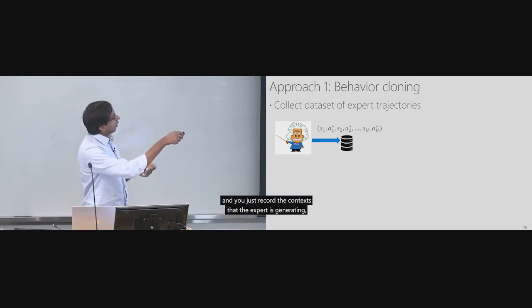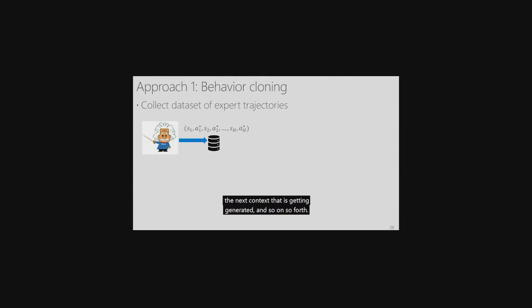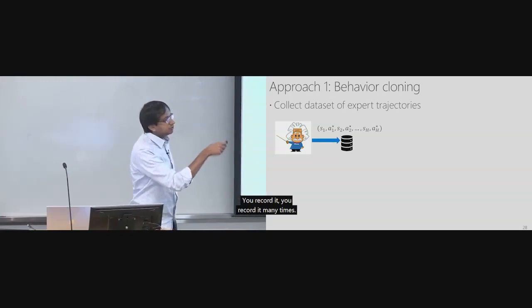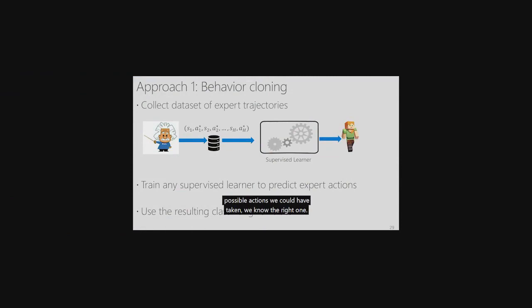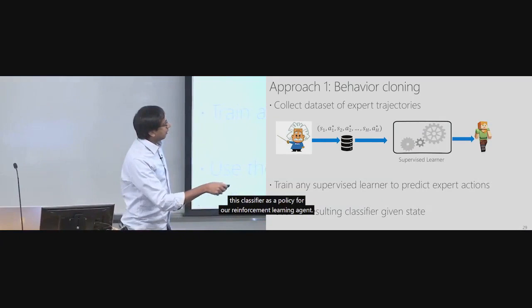the context that the expert is generating, the actions that they're choosing in response to those contexts, the next context that's getting generated, and so on and so forth, right? You observe that whole interaction process. You record it many, many times, build some sort of a data set. Like we discussed, this looks very much like a multi-class classification data set, right? We have some context, we have possible actions we could have taken, we know the right one. We can just shove this data set into our favorite supervised learning algorithm. It builds a classifier, and we could reinterpret this classifier as a policy for a reinforcement learning agent.